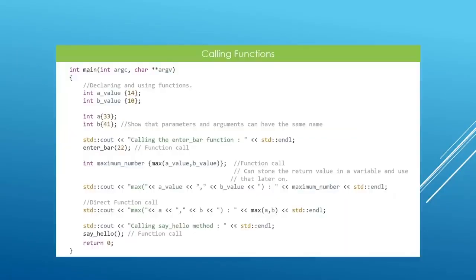I think we have seen a lot of examples of how we can set up functions. Now let's see how we can call these functions. Here is a simple C++ program. In the main function, we just set up a few variables, a value, b value, a and b here, and we use those variables to call functions. Remember, we set up an enter bar function.